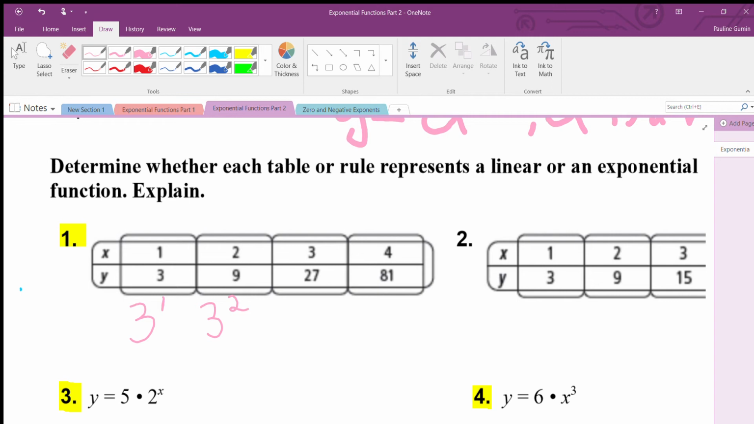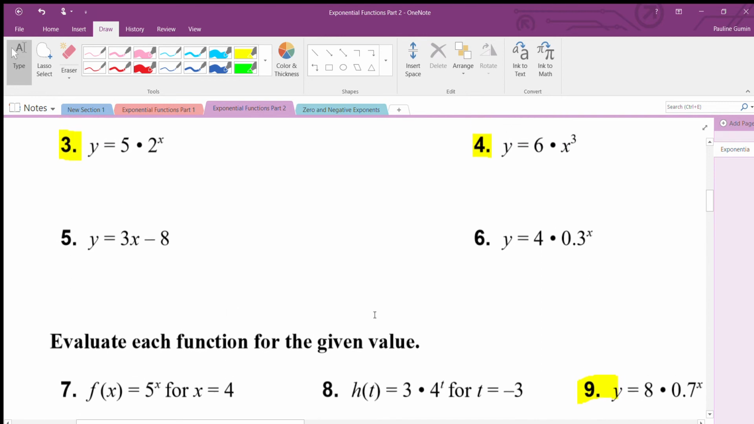27. Can I write that as 3 to the power of anything? Yes, 3 to the power of 3. All right, if this is an exponential function, then hopefully 81 can be written as 3 to the power of something. And sure, we have 3 to the power of 4. So it's exponential, and here's our explanation why. We can rewrite each y as an exponent. Beautiful.